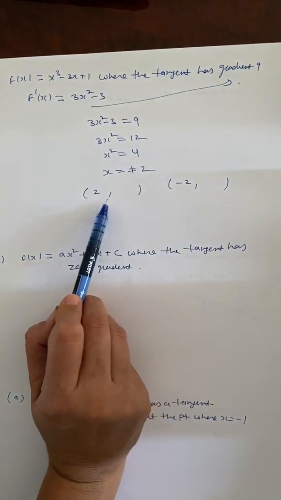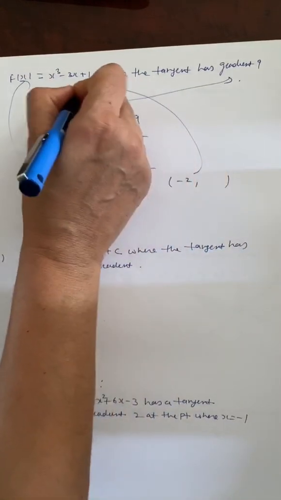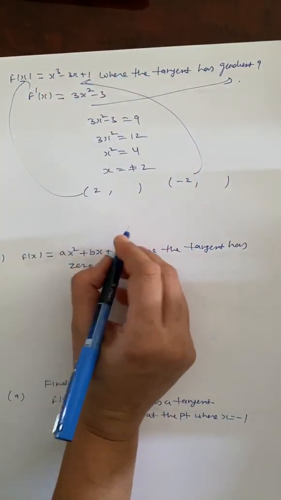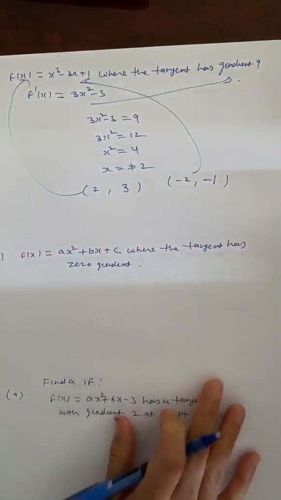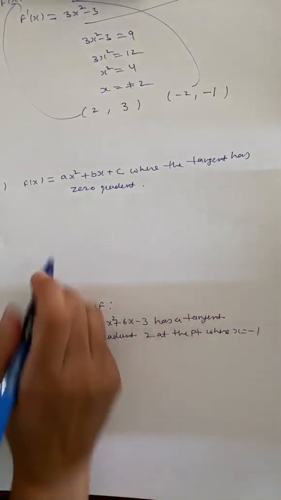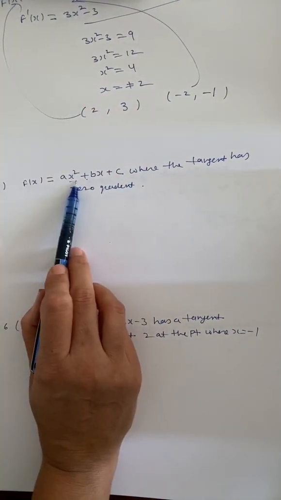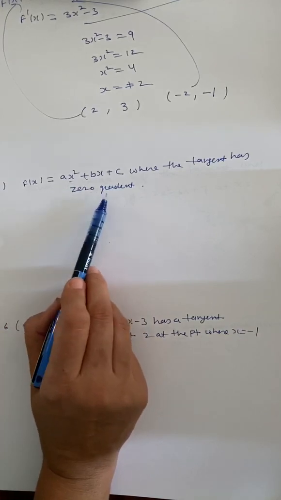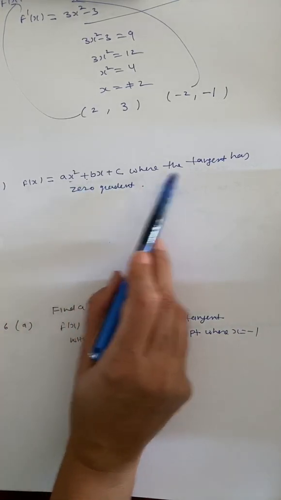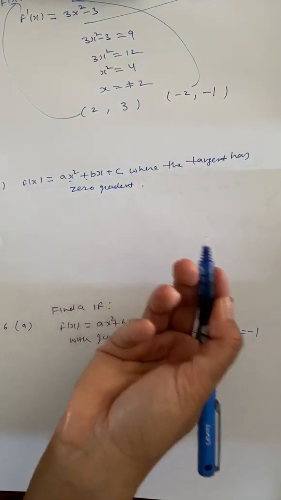So when x is 2, you again go back and substitute in the given function, and -2 in the given function. When you do this, it will be 3, and this is going to be -1. Okay. Now the next one is, instead of having all the values of the coefficients, now we have a, b, and c. So what we have to do is, f of x is this, where the tangent has 0 gradient. So let's have a look what we can do in this case.